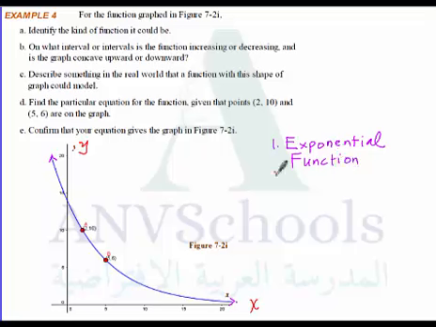Number 2, on what interval or intervals is the function increasing or decreasing? And is the graph concave upward or downward? Notice that the graph goes downward. It opens upwards, meaning that it's concave up. So it's concave upwards, right? Okay. So its curvature tells us that it's concave up.